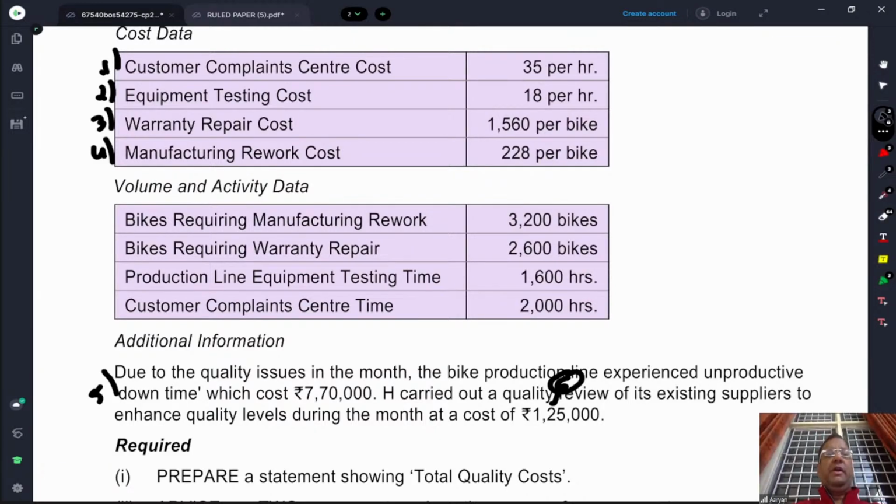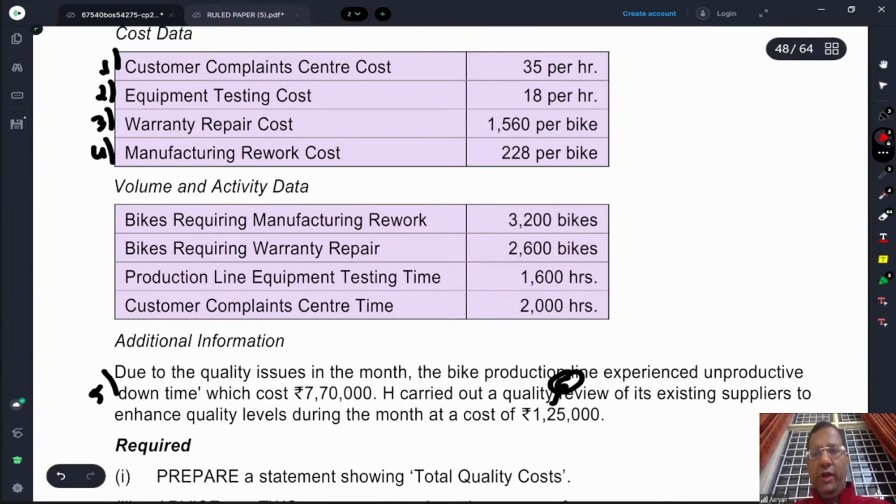The first point, customer complaint center cost. It's very simple. Who are complaining? Customer. It means the product has been delivered to them and they are using the product and facing some issue. So customer is involved in this particular point. So it's an external failure cost, no doubt about that.